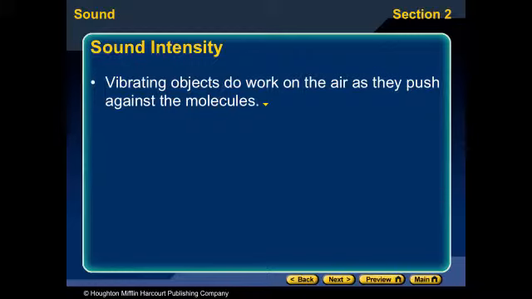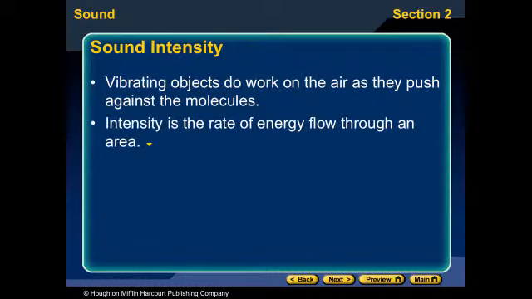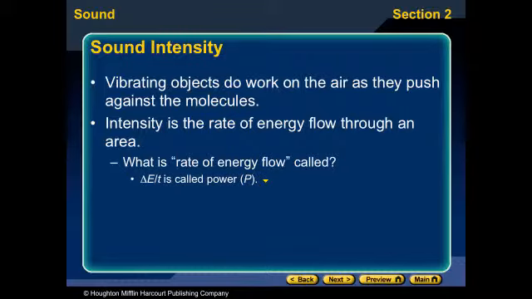Okay, so vibrating objects do work on the air as they push against molecules. The molecules that are next to the object, so think of a tuning fork, the air molecules next to it, the tuning fork is doing work on those molecules. The intensity is the rate of energy flow through an area. So what is the rate of energy called? We've learned this one before in previous chapters. It is power. Remember the change in the work per time, or work is also, according to the work energy theorem, work is equal to the change in energy. So the rate of energy flow, the change in energy per time, is then called power.